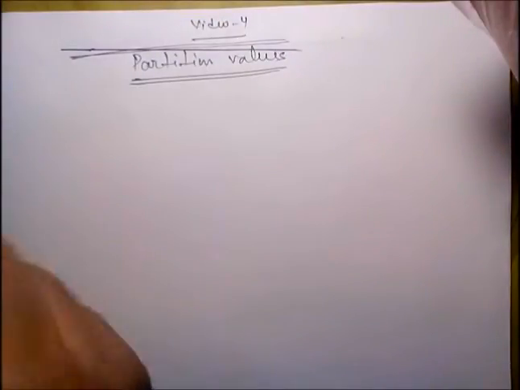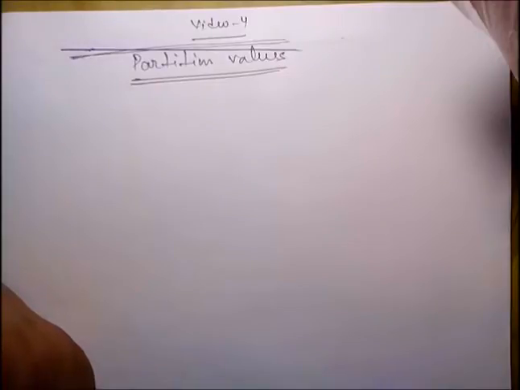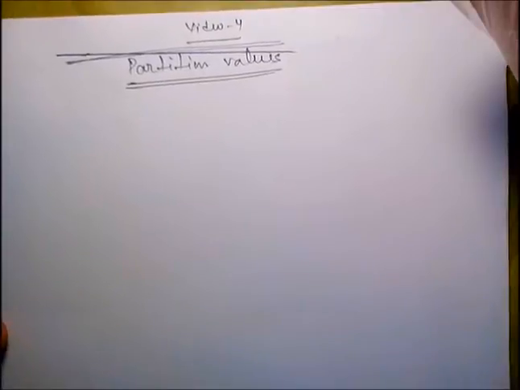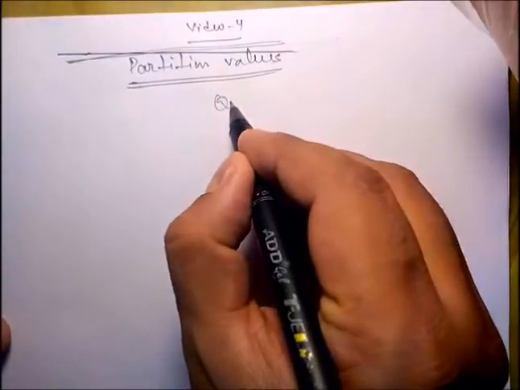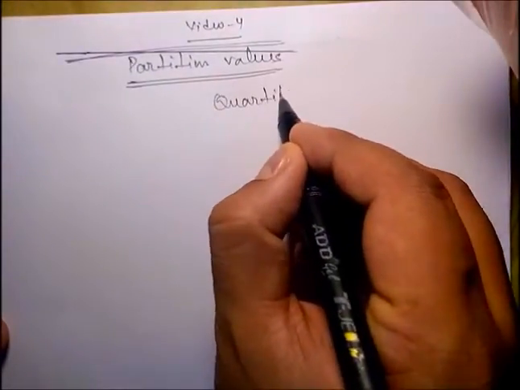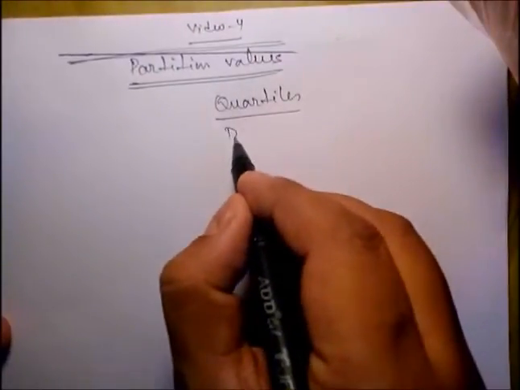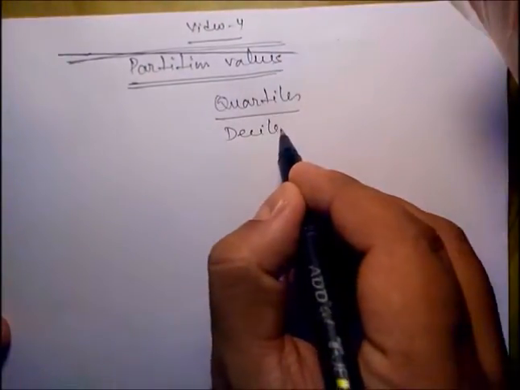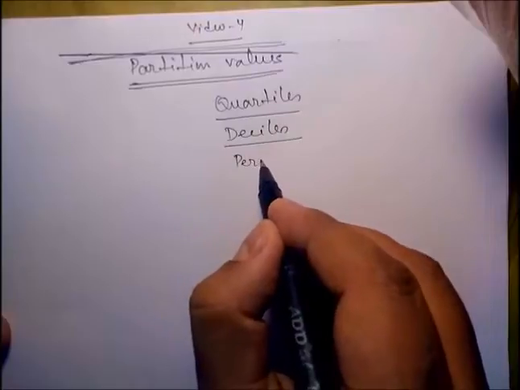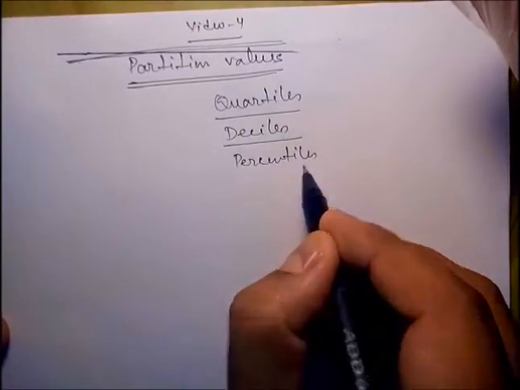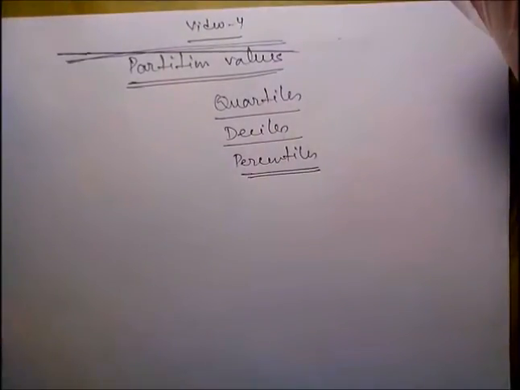Now partition values. These are the values which divide the series into a number of equal parts. The popular partition values are quartiles, deciles and percentiles.